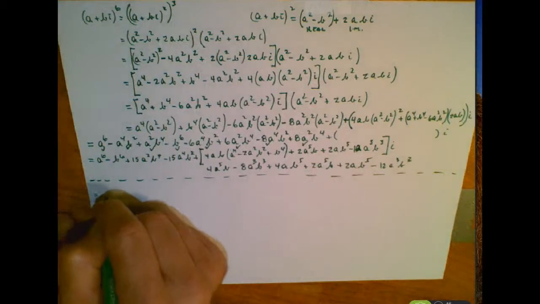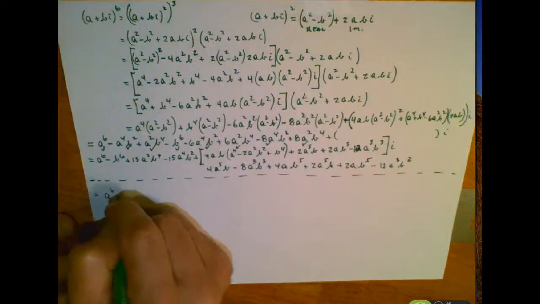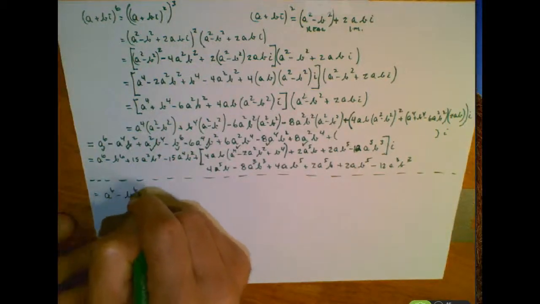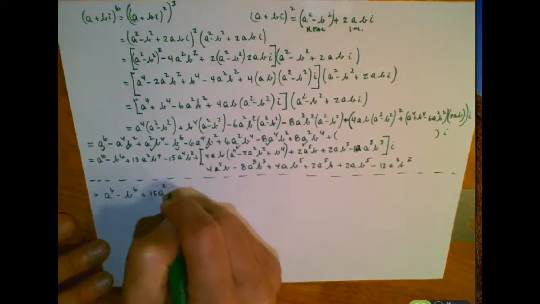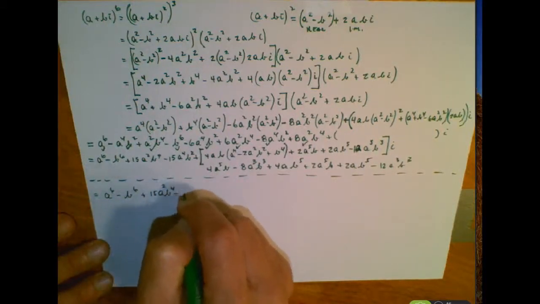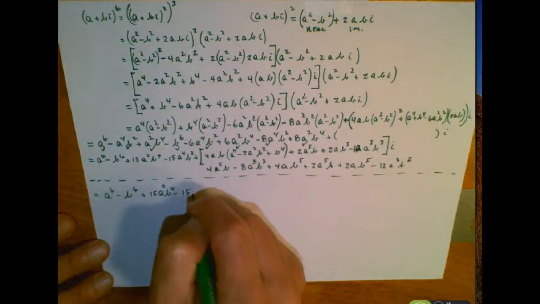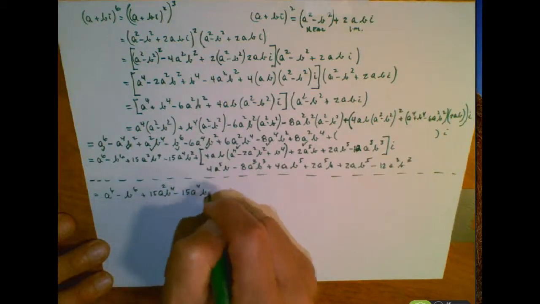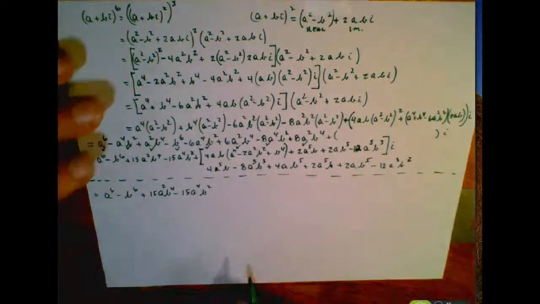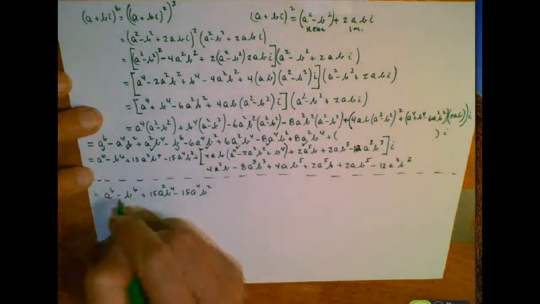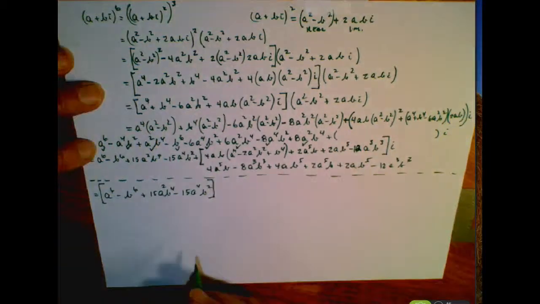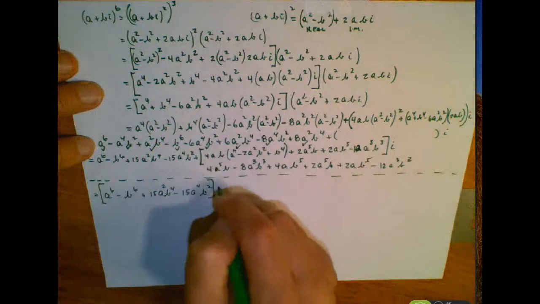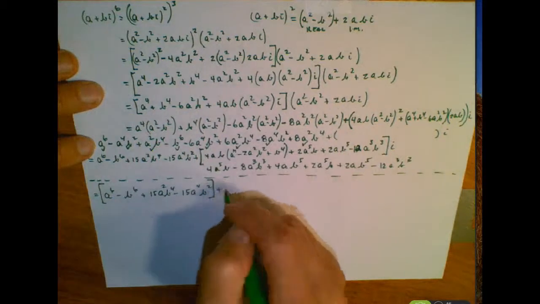So we're going to say the real part is a to the sixth minus b to the sixth plus 15a squared b to the fourth minus 15a to the fourth b squared. That is my real part. So I'm going to show that by grouping it. And I did go ahead now and plus my imaginary part.